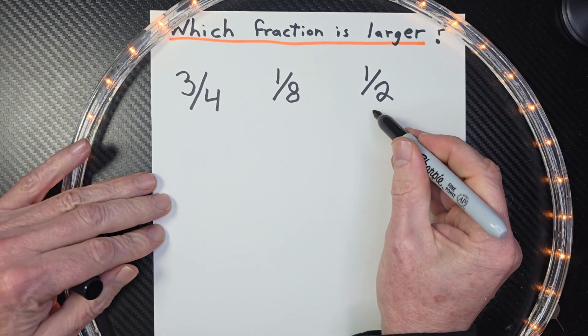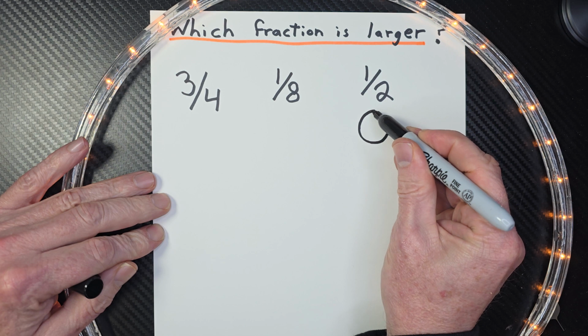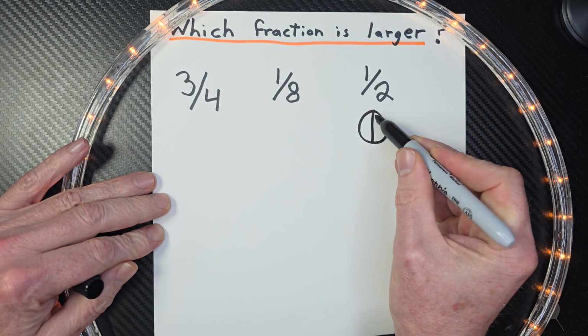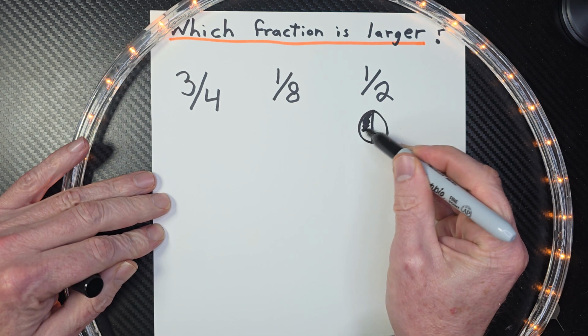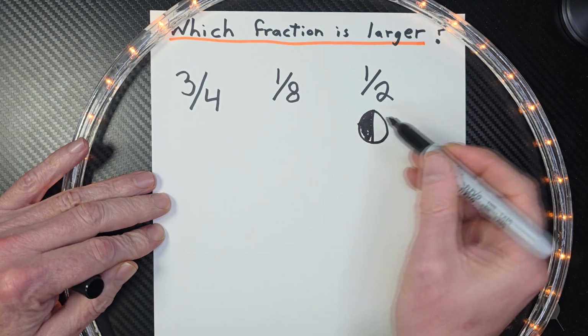A half, I'm going to start way over here. I'm going to talk about pizzas. I like pizza. A half would look like this, and I'll shade in a half right here. That is a half right here.